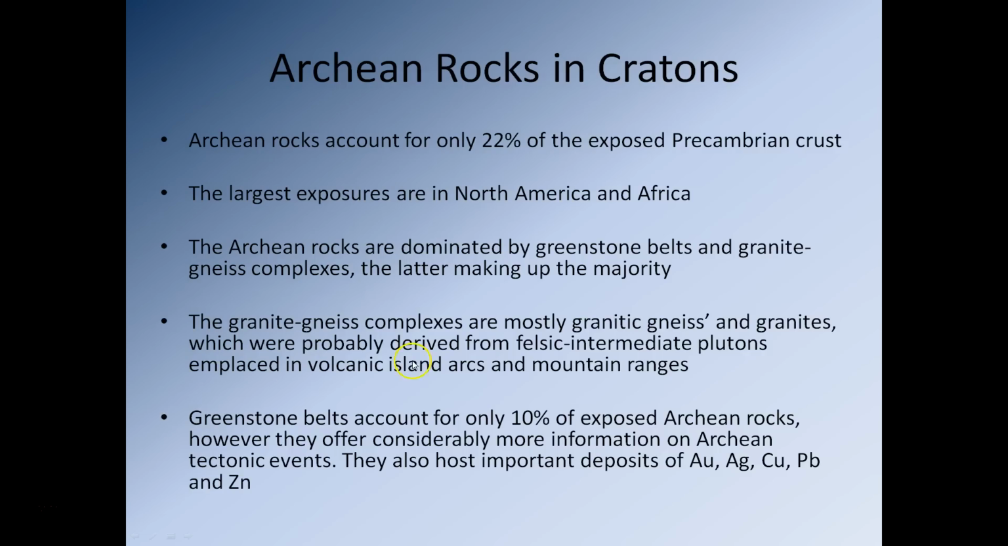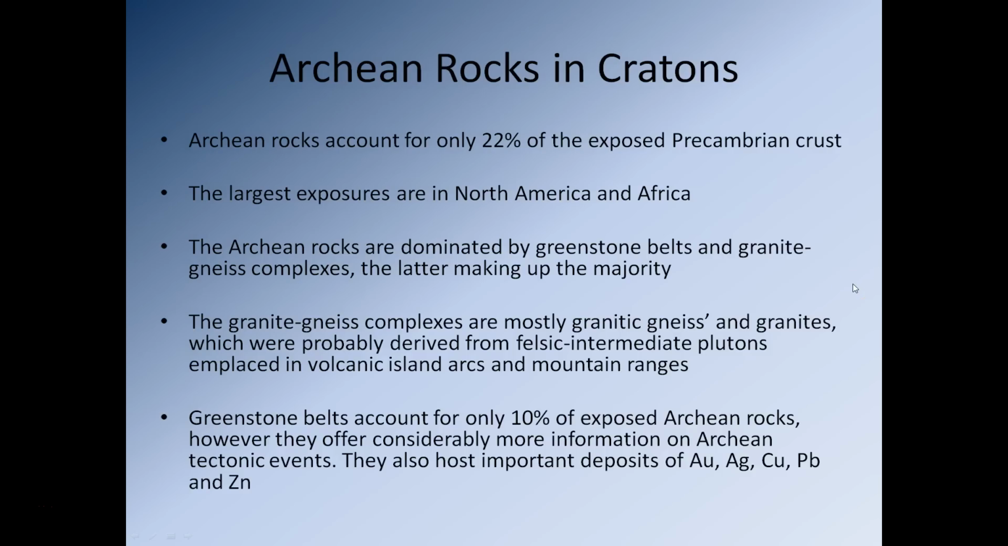Greenstone belts are dominated by a type of rock called greenstone. It's a metamorphic rock that's formed from the metamorphism of basalt. Whilst granite gneiss complexes, as the name suggests, are dominated by granite and gneisses. Both of them typically have a mineral composition dominated by quartz and feldspar. And granite gneiss complexes are by far and away the most common type of crust that we have from the Archean.